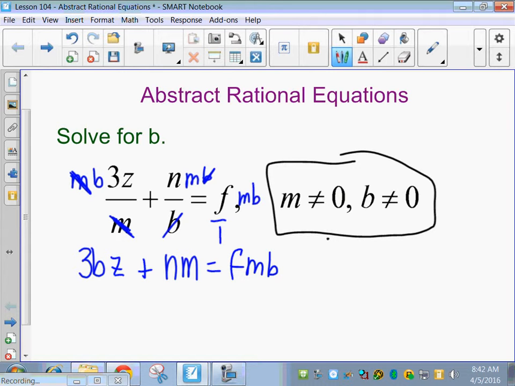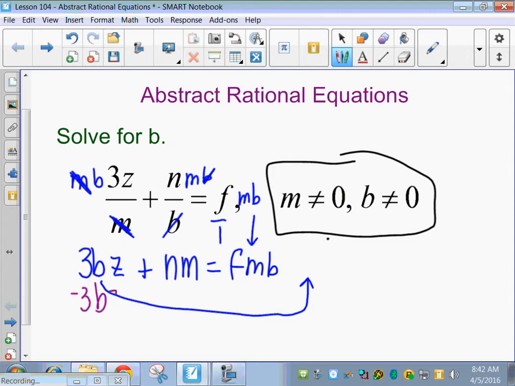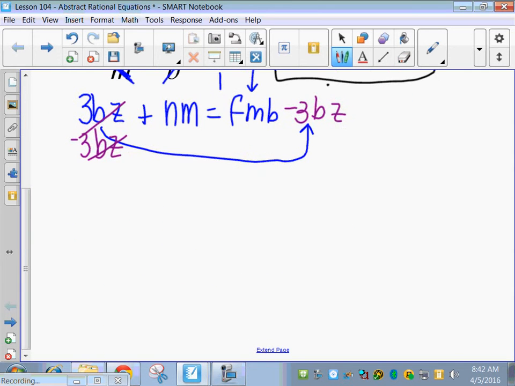The next step is to get all your b's on one side, anything that has a b in it on one side, and anything that doesn't have a b in it on the other side, right? So I already have b's on this side. All I need to do is move this one over here with its friends, because it's also got a b in it. So I've got 3bz, and we're going to cancel it by subtracting 3bz from both sides. This goes away. So now I have nm equals fmb minus 3bz.